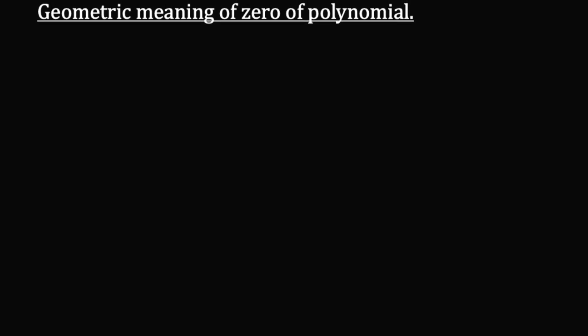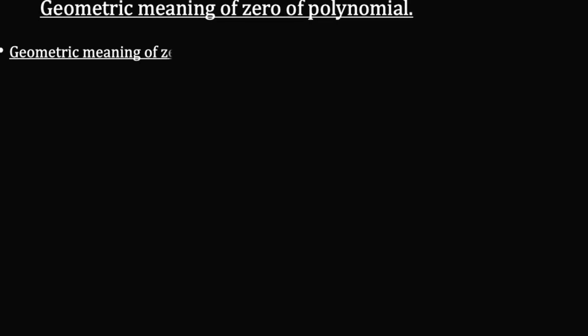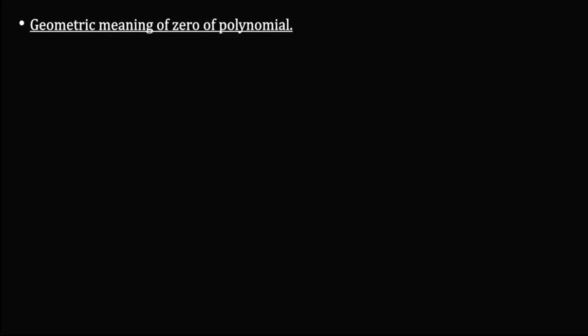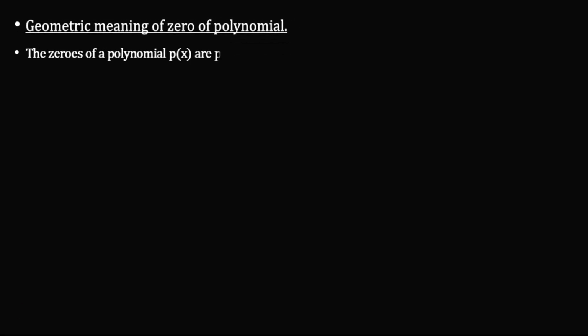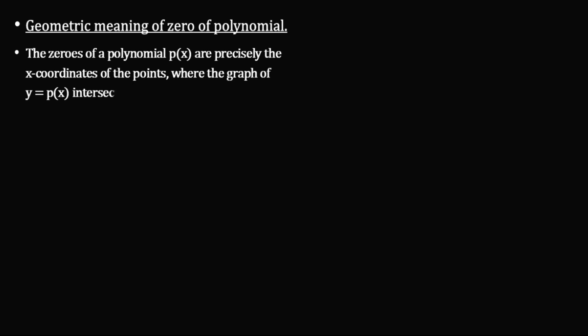Now, what can we conclude? The geometric meaning of zeros of a polynomial: the zeros of a polynomial p of x are precisely the x-coordinates of the points where the graph y equal to p of x intersects the x-axis. That is, the zeros of the polynomial are the x-coordinates of the points where the graph of the polynomial intersects the x-axis.